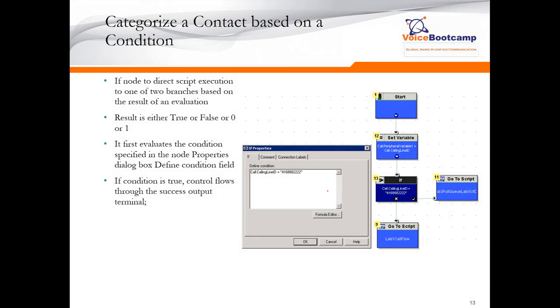You can also route a call based on condition. So you can say that as the call coming in, you collect the caller ID, and you can say if call.calling line ID equal this, if it is true, send the calls to this script, otherwise send the calls to this script. So another way of categorizing call as it comes in.